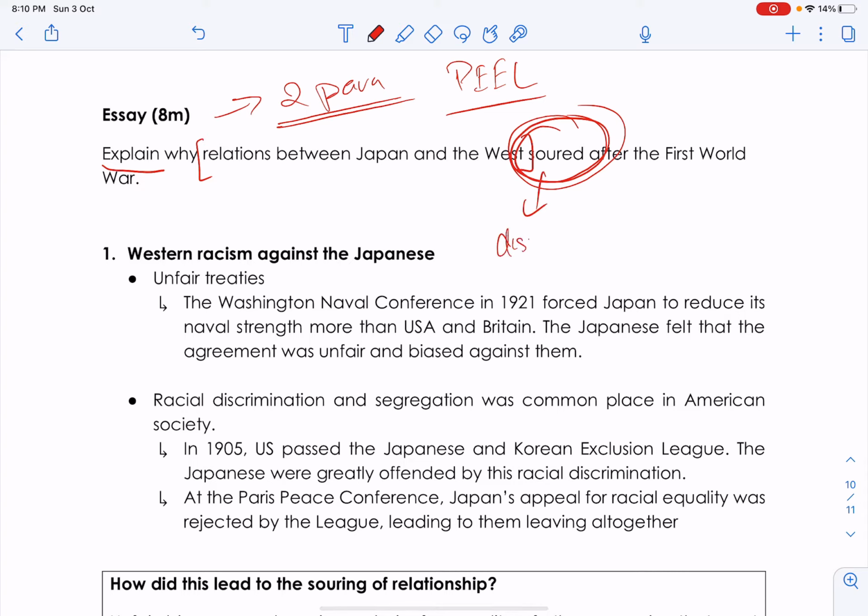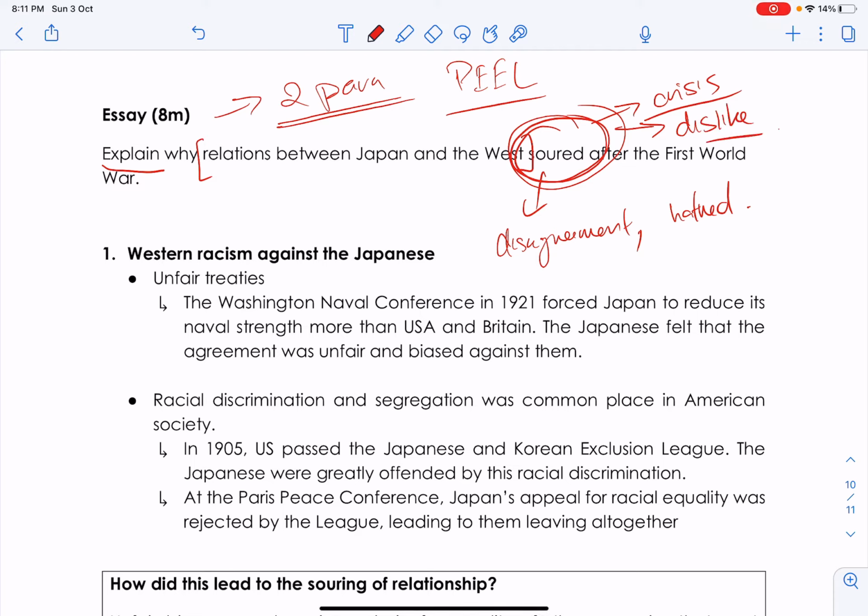Yes, it will look like a lot of disagreement, right? Maybe possibly a lot of hatred, a lot of crisis, okay? A lot of "I cannot see eye to eye", basically. Dislike, a crisis, a lot of hatred, a lot of disagreements, a lot of differing opinions. So these are the outcomes you're looking out for.